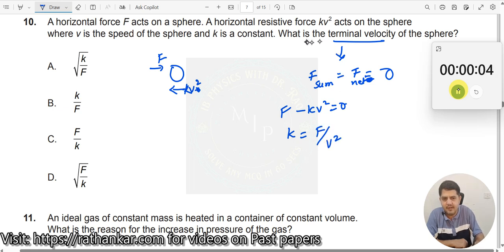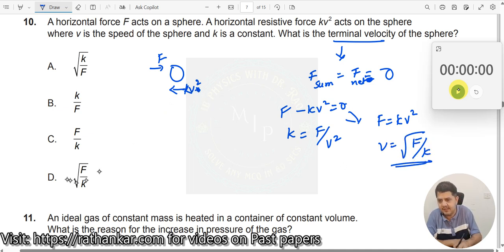What is he asking? What is the terminal velocity of the sphere? Okay, I want the terminal velocity, so I will take this as the subject. I write F is equal to Kv square, so V should be equal to the square root of F by K. So the answer should be option D.